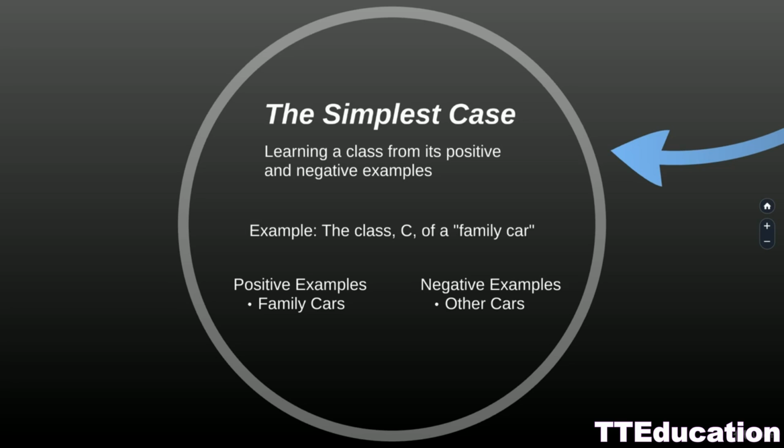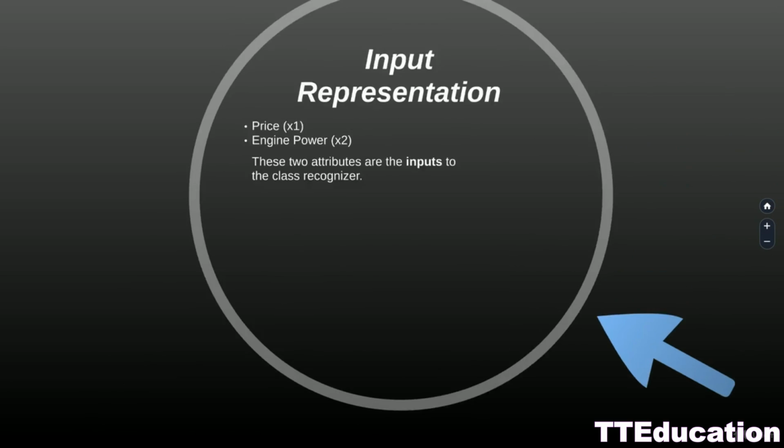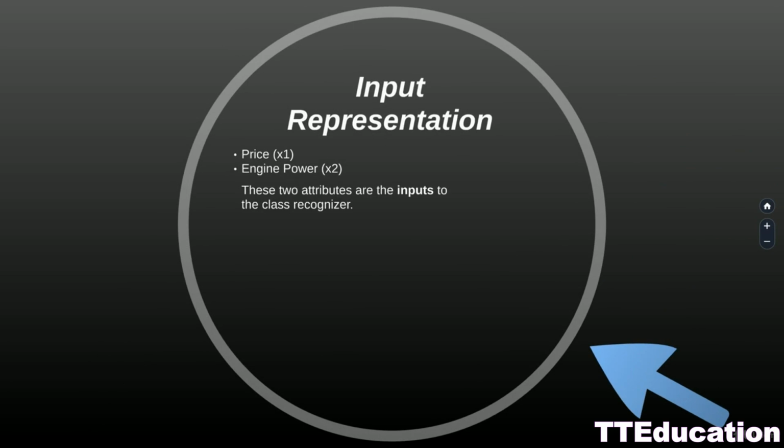So let's dive into the input representation. The inputs are going to be a very essential part of this network. We had a group of experts get together, and they decided price and engine power are the two determining attributes for a family car. There could be others, such as color, safety rating we mentioned, maybe the amount of storage in the trunk. Some of those things are going to play a factor. However, we're only going to focus on these two inputs here.